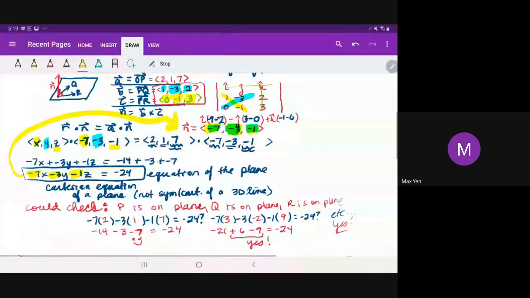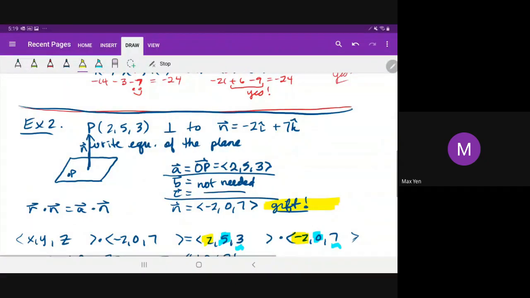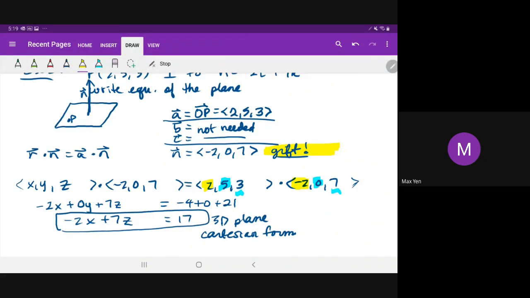So the coefficients. Okay, so now let's check the next one. What are the coefficients of this answer? So this answer, the coefficients, I'm still on my highlighter. The coefficients, are those the normal vector? So let's check. They are, because y is missing.